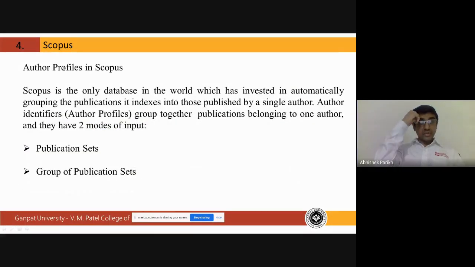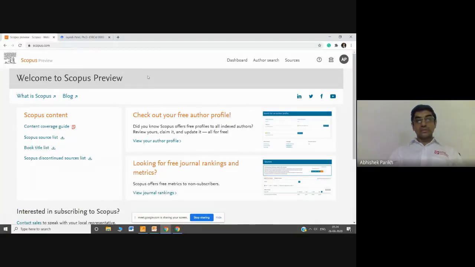Right. So, what is an author profile in Scopus? Scopus is the only database in the world which has invested in automatically grouping the publications it indexes into those published by a single author. So the author identifier groups together publications belonging to one author, and it has two modes of input: one, publication sets, and also a group of publication sets, that is affiliation. So let me go back to the profile.